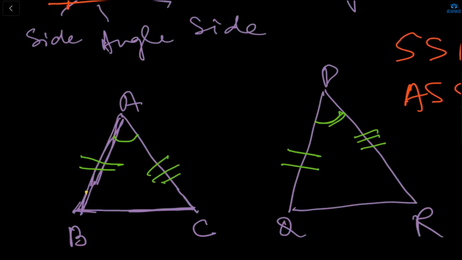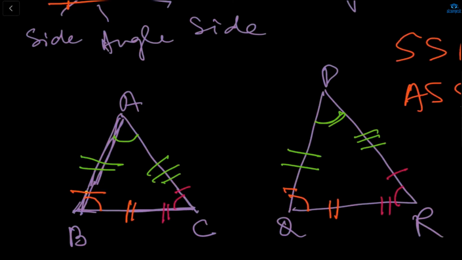Now I am using another color. If you are taking AB and BC, then you have to choose this angle. Understood? If you are choosing these 2 sides, then you have to choose angle B equal to angle Q. Now again, another color I am choosing. If you are choosing these 2 sides, then this angle will be equal to this. Understood now?